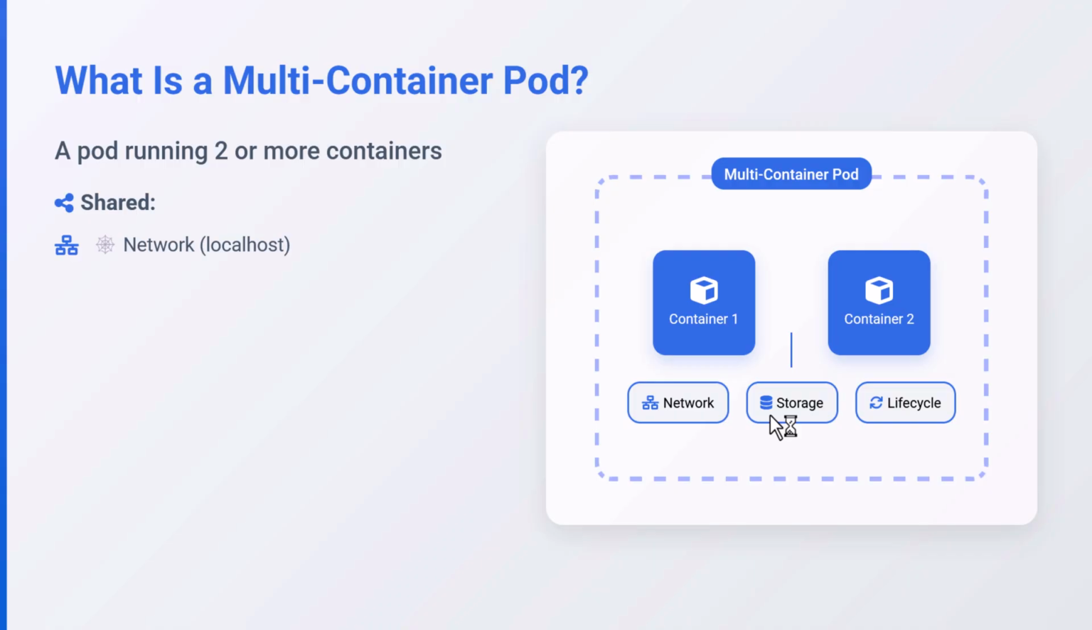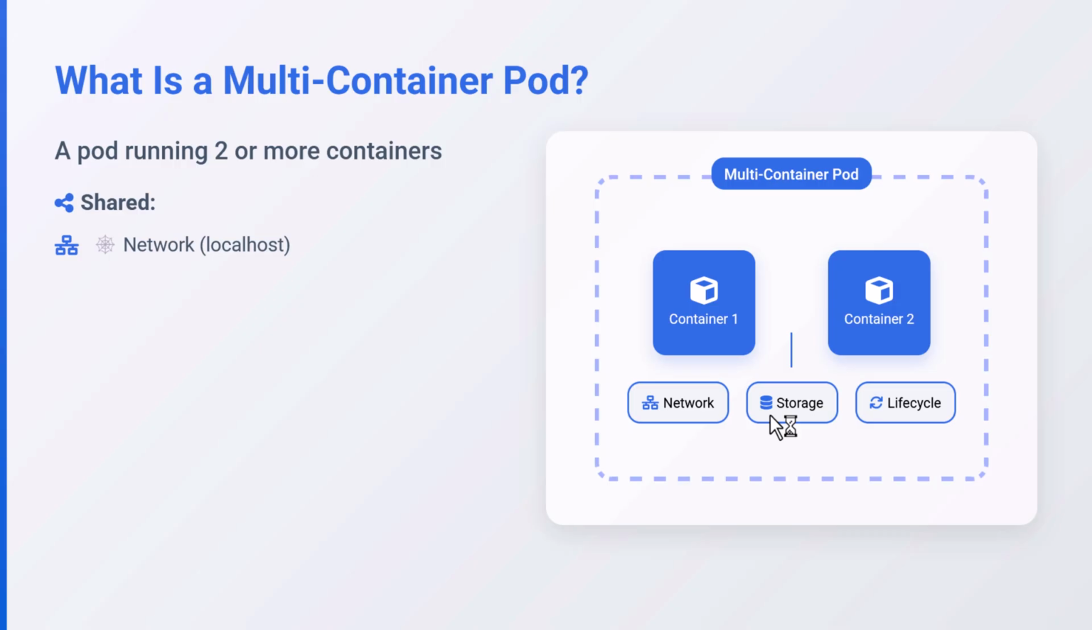Now let's talk about multi-container pods in Kubernetes. By default, most pods run just one container, but sometimes we may want to run multiple containers inside the same pod, and that's where multi-container pods come in. These containers aren't just sitting next to each other, they are actually working together. Think of it like roommates sharing the same apartment. They use the same kitchen, bathroom, and the Wi-Fi. Inside a multi-container pod, all the containers share the network so they can talk to each other using localhost, just like how apps on the same machine communicate.